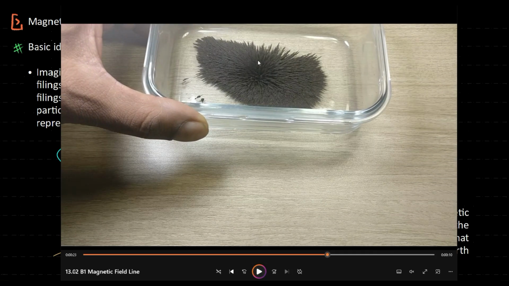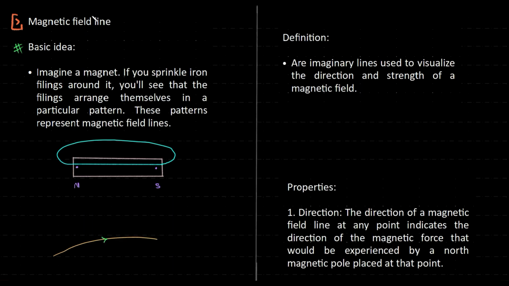That is the effect of the magnetic field, not lines actually. So representing this, the pointy stuff is our magnetic field line. As a definition, it is our imaginary lines used to visualize the direction and strength of a magnetic field.